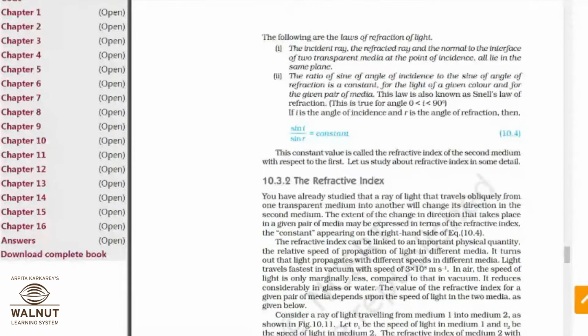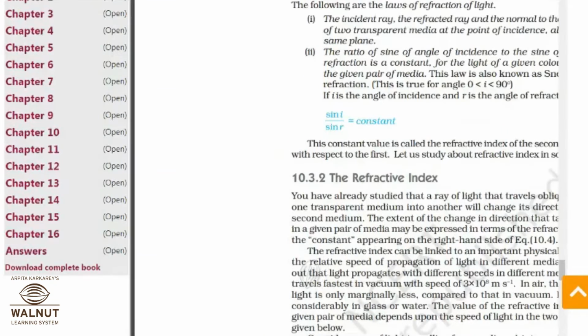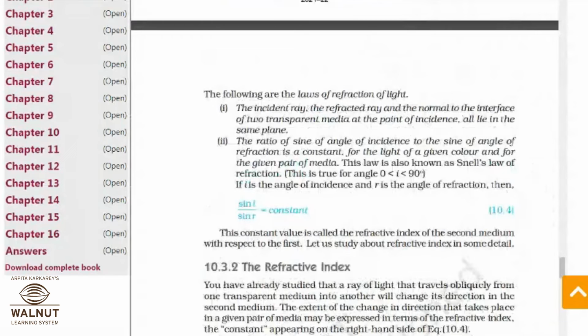But now we are going to learn about the laws of refraction. What are these laws of refraction you can see here? The first law is: the incident ray, refracted ray, and normal to the interface of two transparent media at the point of incidence all lie in the same plane. Getting it? We have seen the normal which we have drawn at point B and point C. Isn't it? So that is the normal at the interface.